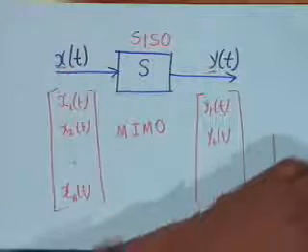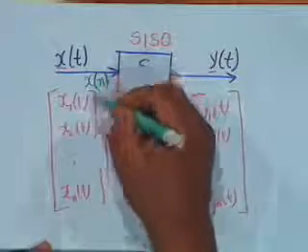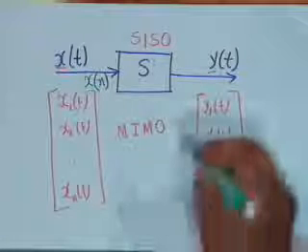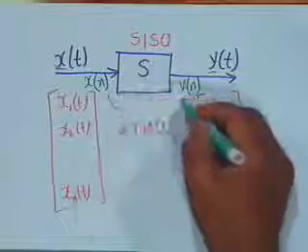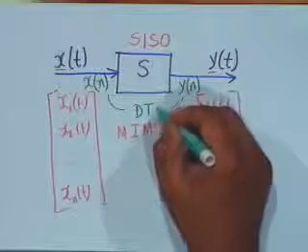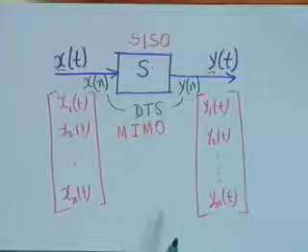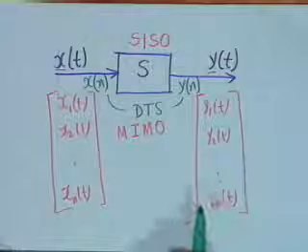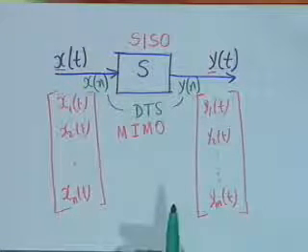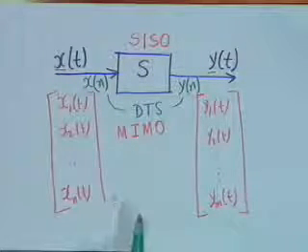On the other hand, if the input is, let's say, a discrete time signal x of n and the output is a discrete time signal y of n, then we shall call this system a discrete time system, DTS. All right. In a similar manner, x of n could also be a vector and y of n could also be a vector, and the terminologies SISO and MIMO are exactly similar to the case of continuous time systems.